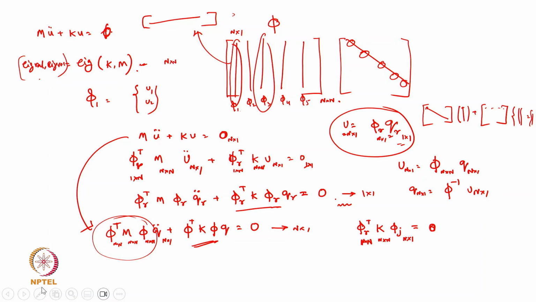Okay. So you have your mass matrix, M u double dot plus K u equal to force. That is the undamped multi-degree freedom system. If it is multi-degree freedom, then M is not a single value, it's a matrix. U is also a vector, K is a matrix, and F is a vector.